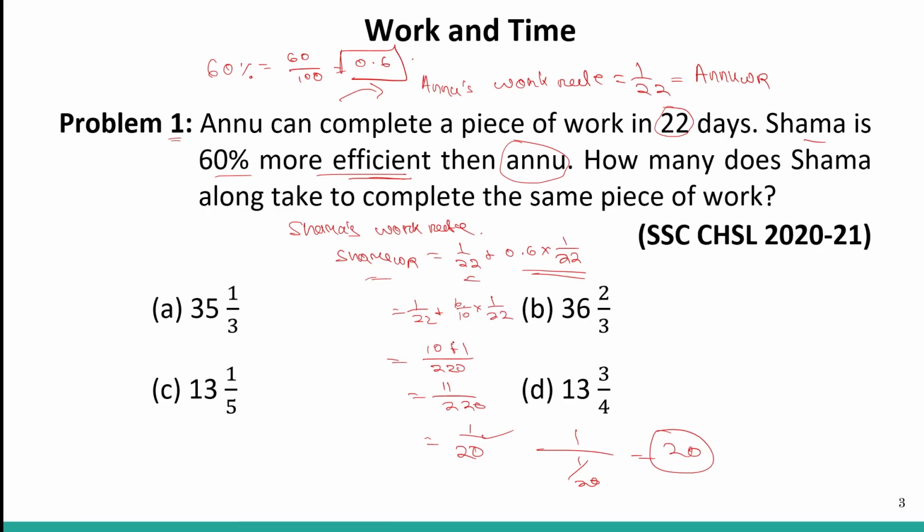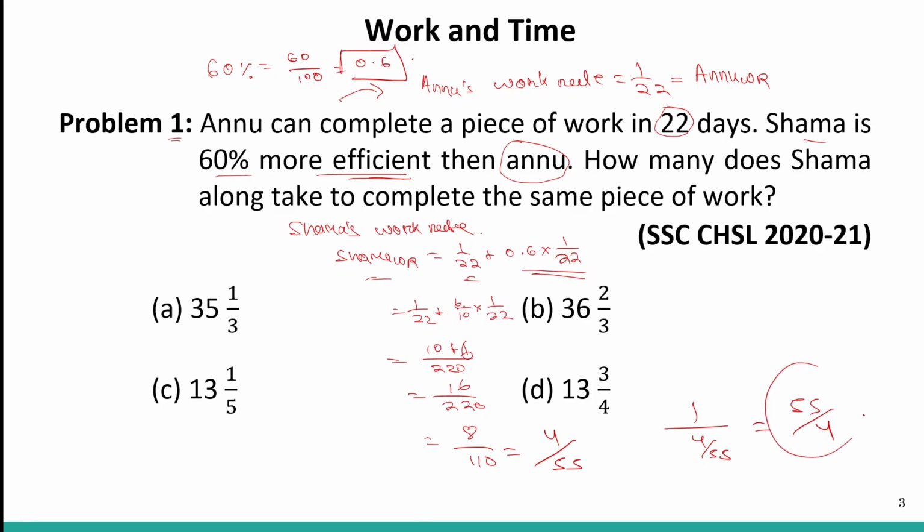I have made a slight mistake here. It is 6 right here, so it is not 11, it is 16. Let's compute it again. 16 by 220 will be 8 by 110, which is equal to 4 by 55. So she will take the reciprocal of this number, 1 divided by 4 by 55, which is 55 by 4. So 55 by 4 is the correct answer. This much time she will take.